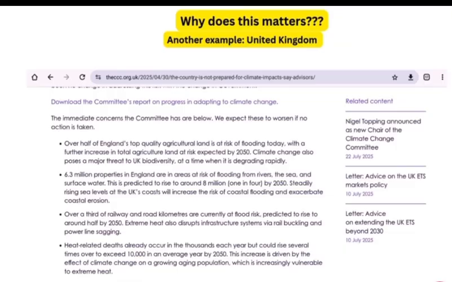Then why does this matter? This is another example, the United Kingdom. These reports show that over half of England's top quality agricultural land is at risk of flooding, with a further increase in total agricultural land at risk expected by 2050. Climate change also poses a major threat to UK biodiversity at a time when it is degrading rapidly. Estimates suggest that unchecked climate change could impact UK economic output by up to 7% of GDP by 2050, creating challenges for driving sustainable long-term growth across the country.